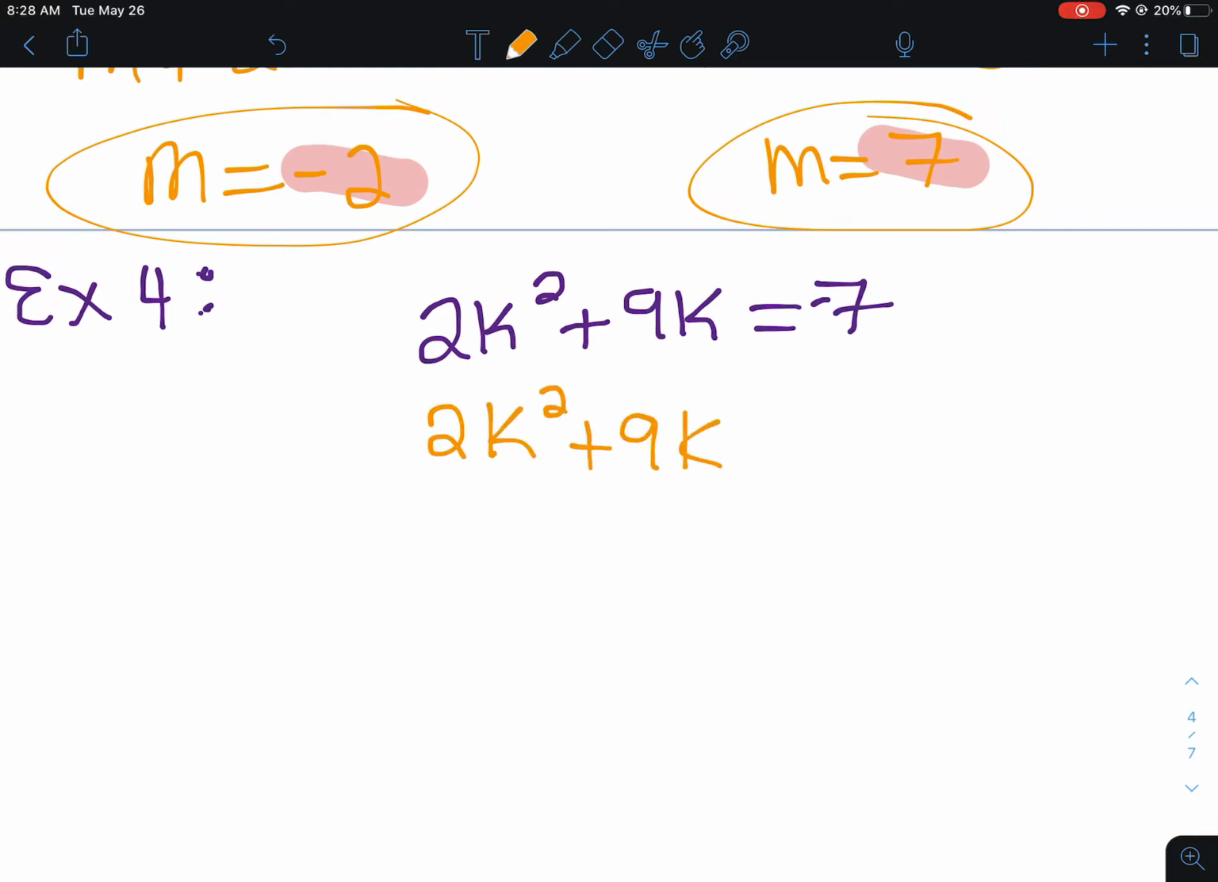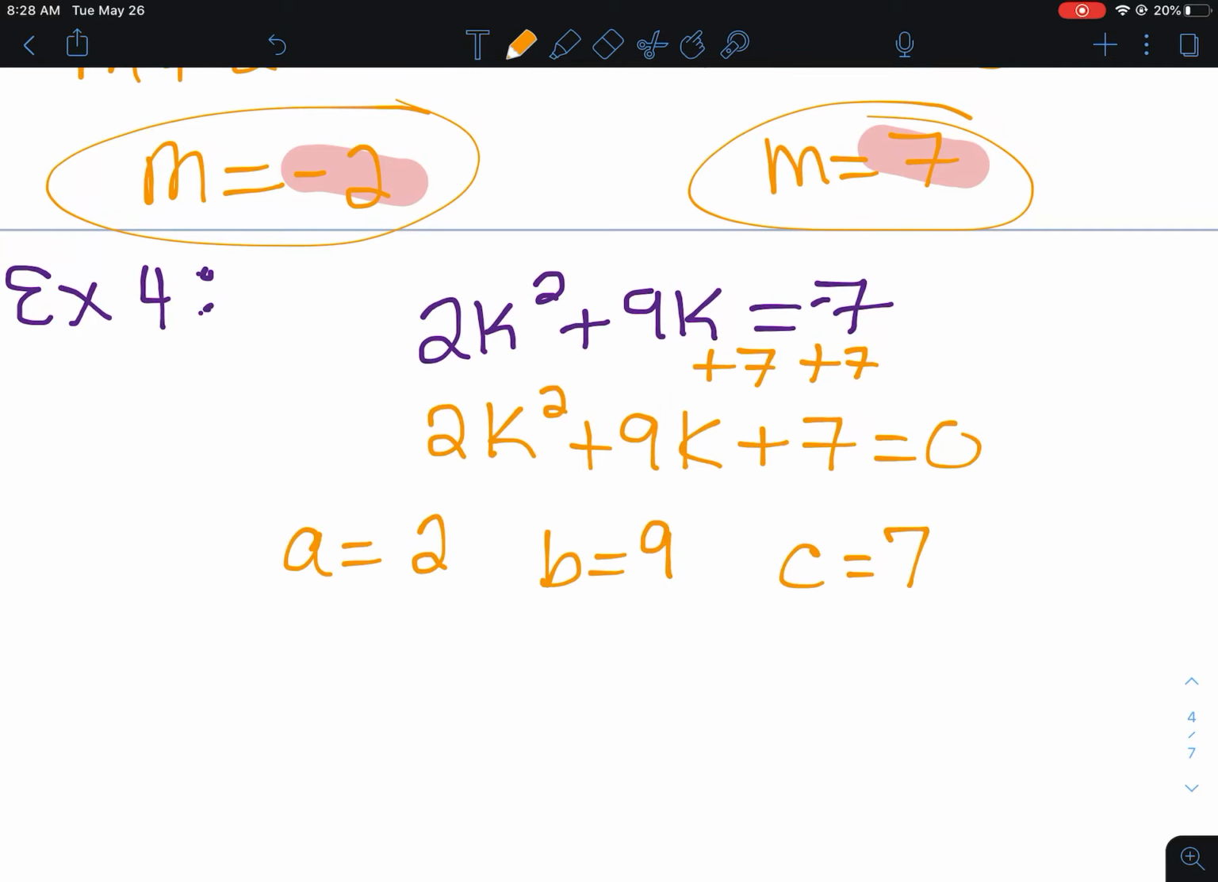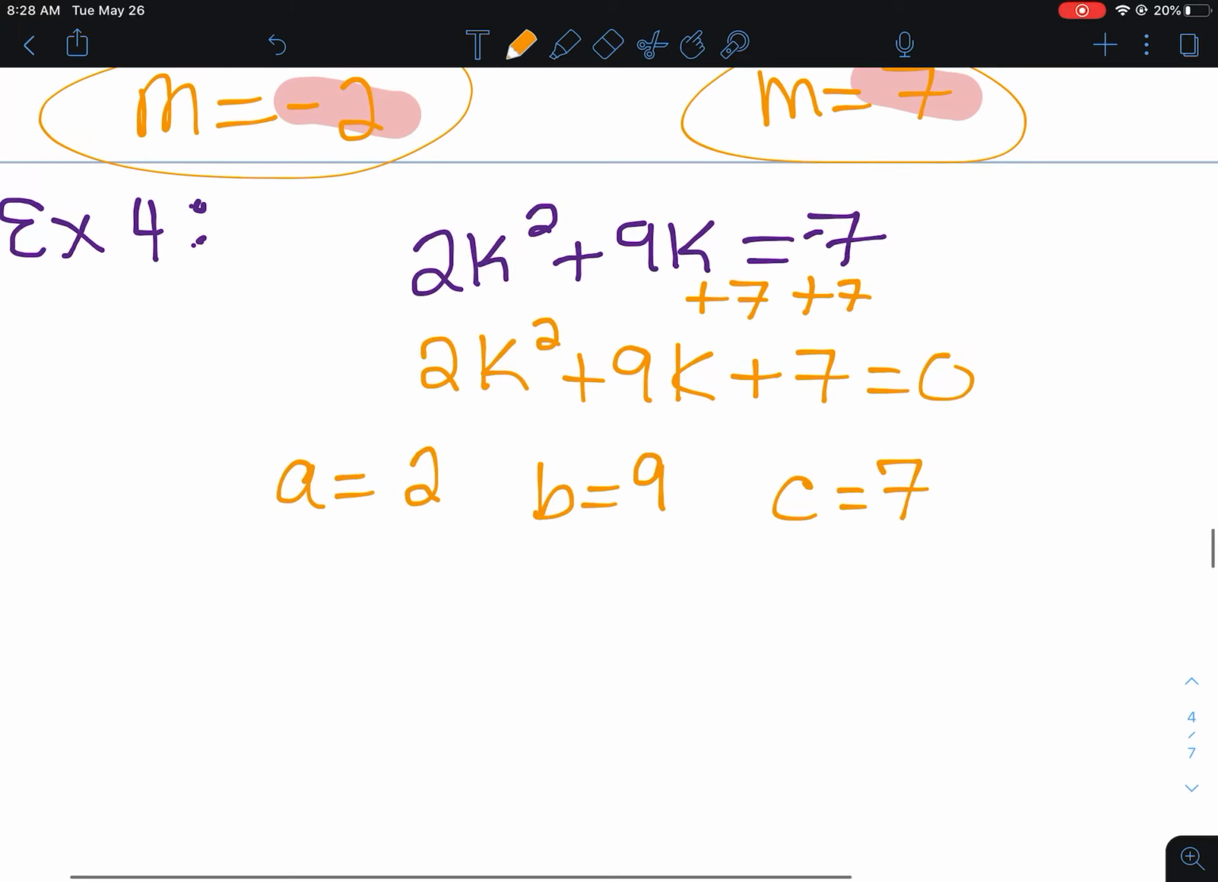So 2k squared plus 9k, and then I have to add 7 to both sides to do that. So plus 7 equals 0. Now identify a, b, and c. Well, a's got to be 2, b is 9, and c is 7.